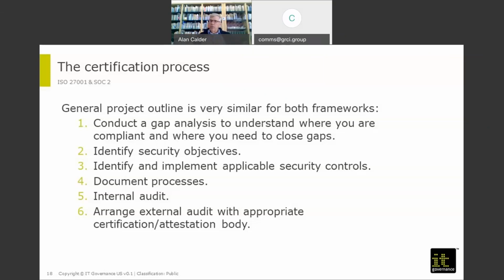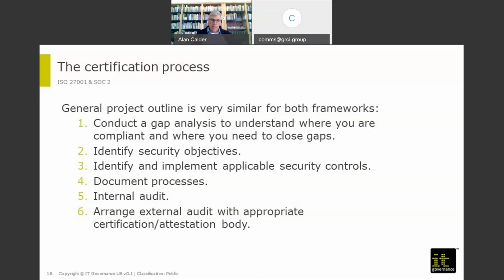It's usually a good idea to pre-book the external audit, so auditors tend to be booked up quite a long way in advance, and that can bring a sense of pressure to your project. That sense of pressure is probably not a bad idea. There's quite a lot of work to do in terms of implementing ISO 27001 or SOC 2, and so having clarity about when the end point is, that's when the audit's taking place, can be a good way of ensuring that the project continues on track.